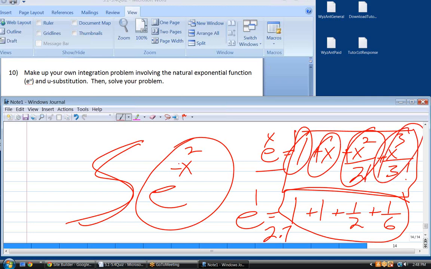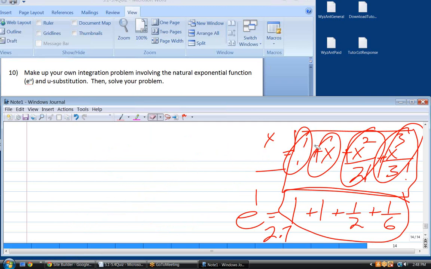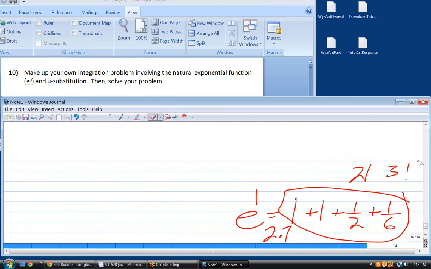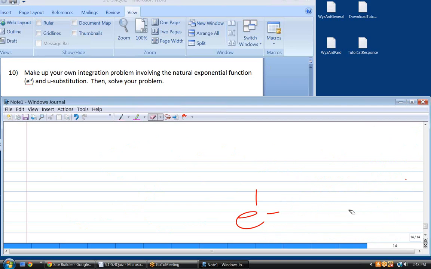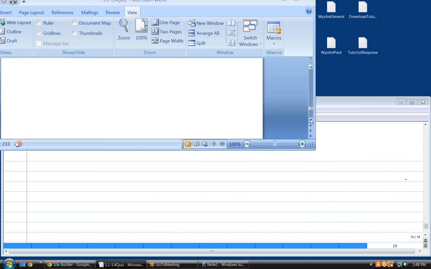So all I have to do is plug in minus x squared wherever I see x and integrate that polynomial. And then I have the integral of that. So just so you know, there are lots of functions that do not have antiderivatives, and that in a way is what makes calculus so hard. Is knowing what does and what doesn't.